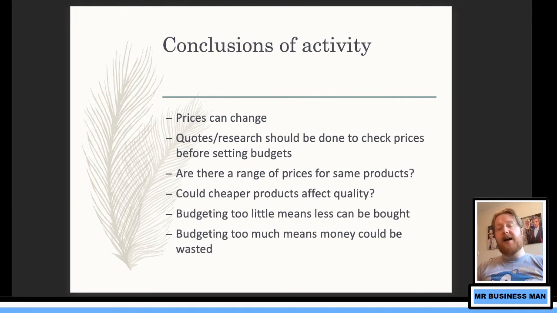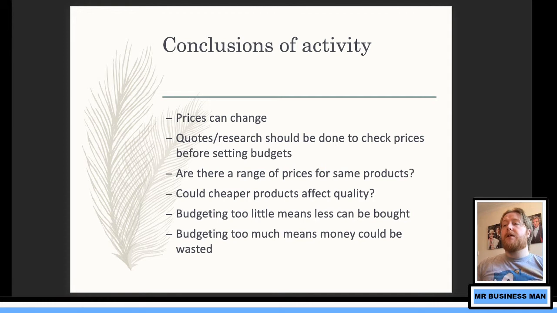And I said, no, I've actually had quotes. Yeah, I've had quite a few quotes. And they feel better about it then. So are there a range of prices for the same products? Could cheaper products affect quality? Budgeting too little means less can be bought, and budgeting too much means that money can be wasted.